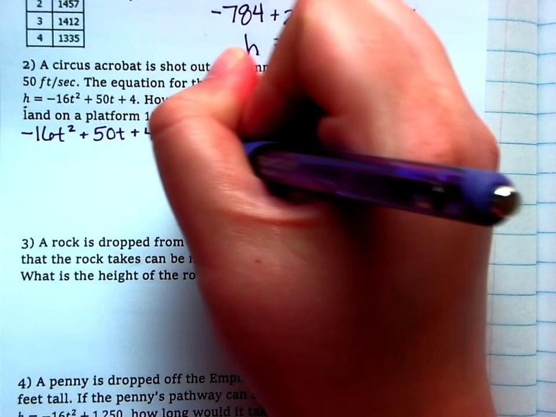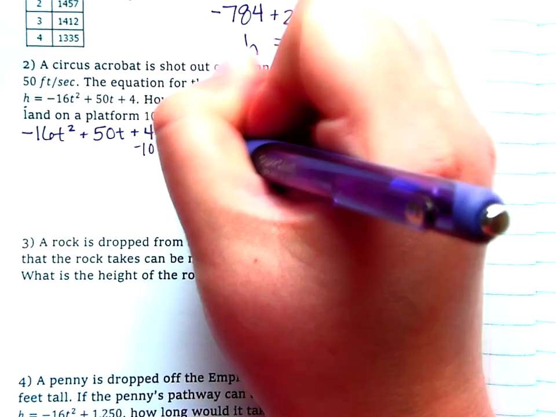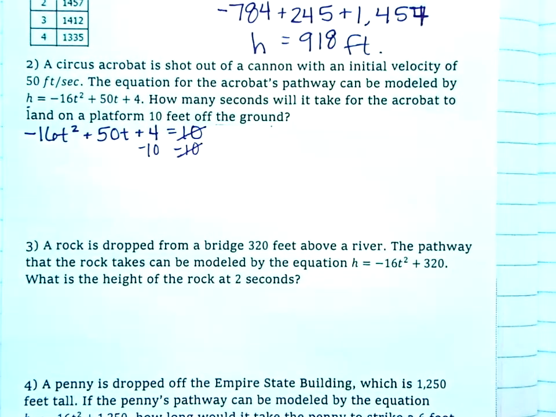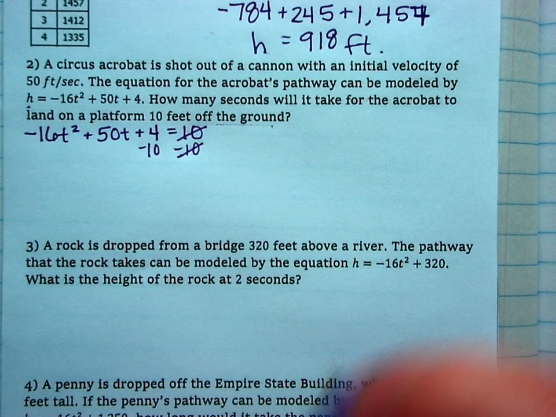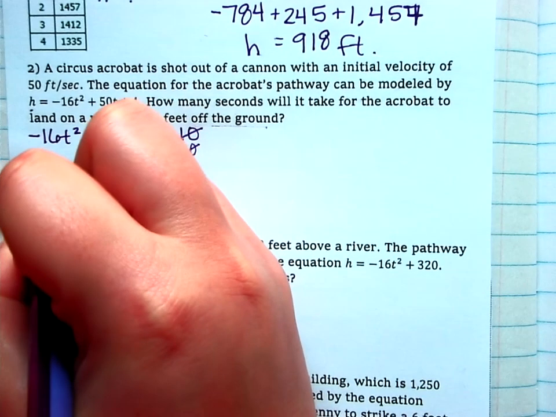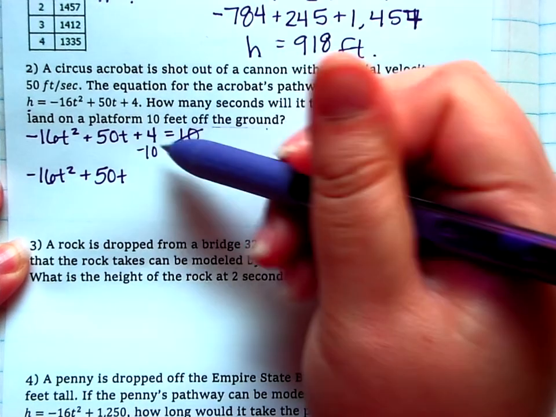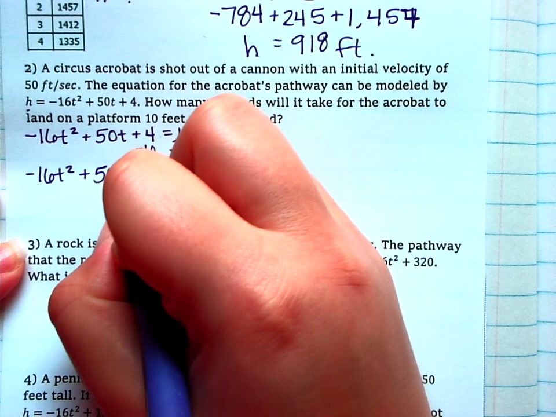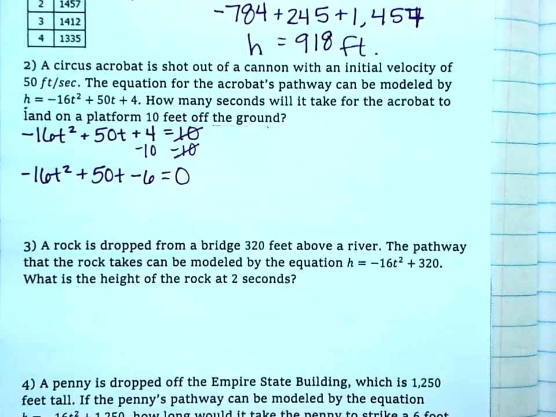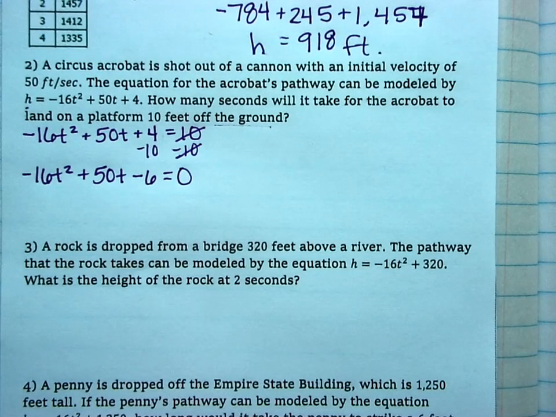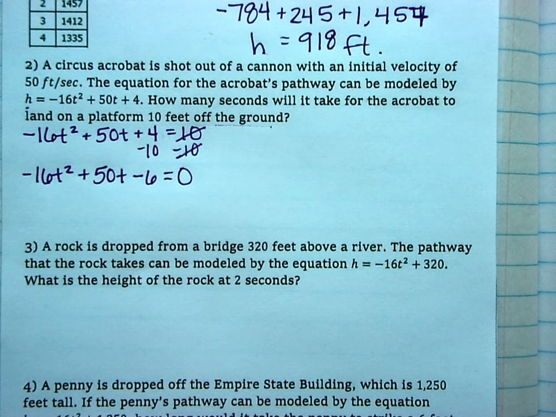Yes, subtract the 10 over. So we're going to subtract it from its like term before. So now the equation that we're working with is -16t squared plus 50t, and now combine these, that makes -6. So now that the equation is equal to 0, we can use the quadratic formula to solve for the seconds, how long it takes for the acrobat to shoot out of the cannon and land on a 10-foot platform.